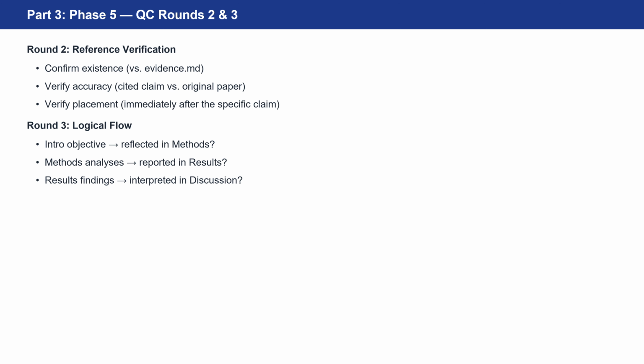Round 2 verifies references, confirming existence against evidence.md, checking accuracy of cited claims against original papers, and verifying proper citation placement. Round 3 checks logical flow. Does the introduction's objective align with methods? Are all methods analyses reported in results? Are all results findings discussed?